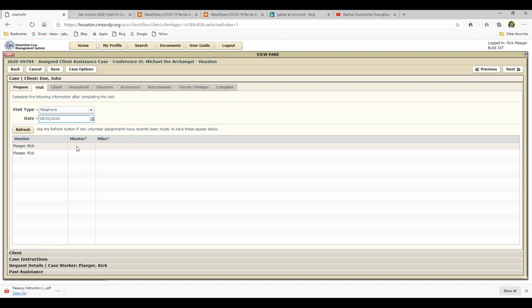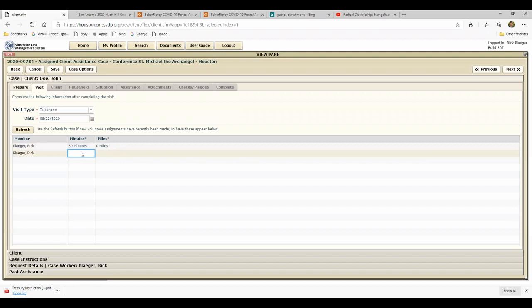And the way we record time here at St. Michael, it's all of the time that we have spent speaking with the client, entering information in the CMS, preparing a pledge, following up. So typically, we estimate that it's going to take either 45 minutes to an hour to do everything that needs to be done until the case is closed. So we will put 60 minutes, and since we didn't travel anywhere, 0 miles.